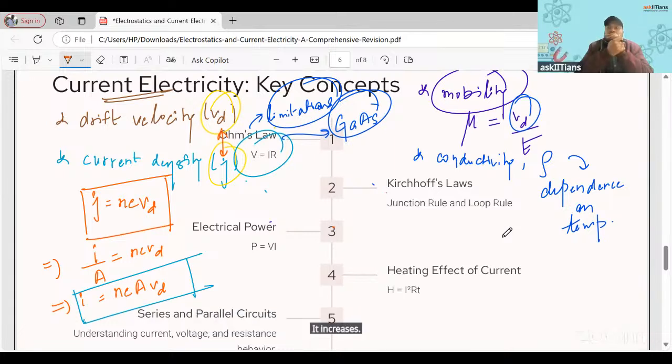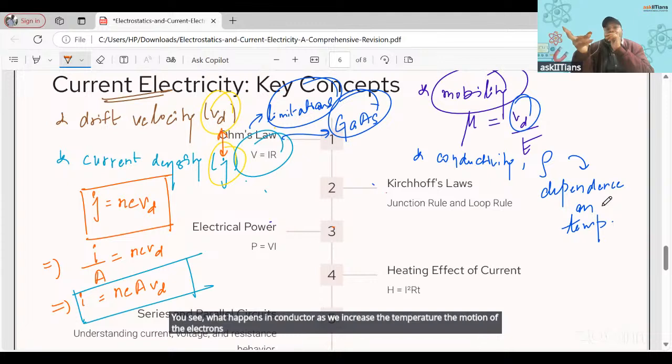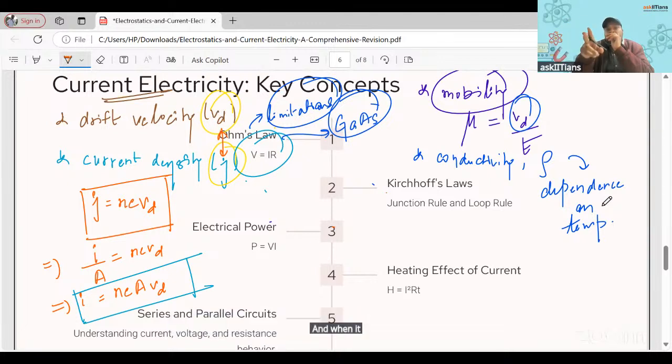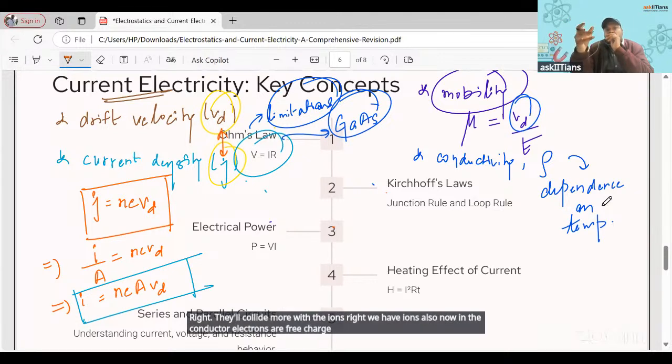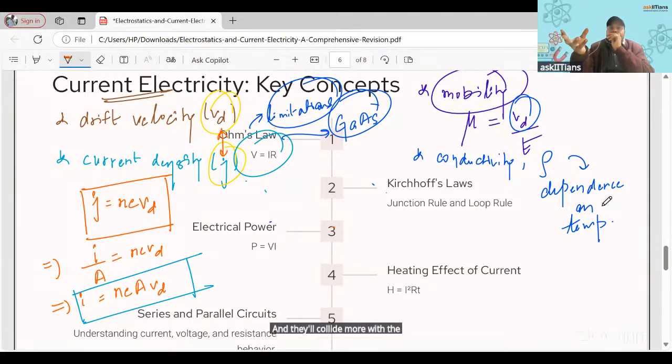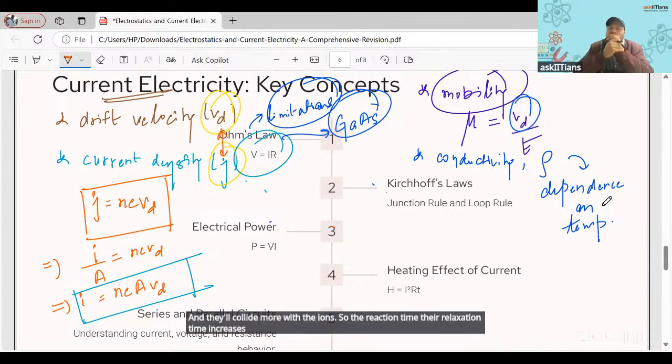Because the relaxation time increases. You see, what happens in a conductor: as we increase the temperature, the motion of the electrons becomes more random. And when it becomes more random, they'll collide more with the ions, right? We have ions also in the conductor. Electrons are free charge carriers, they can move. So their motion will become random and they'll collide more with the ions. So does their relaxation time increase or decrease?